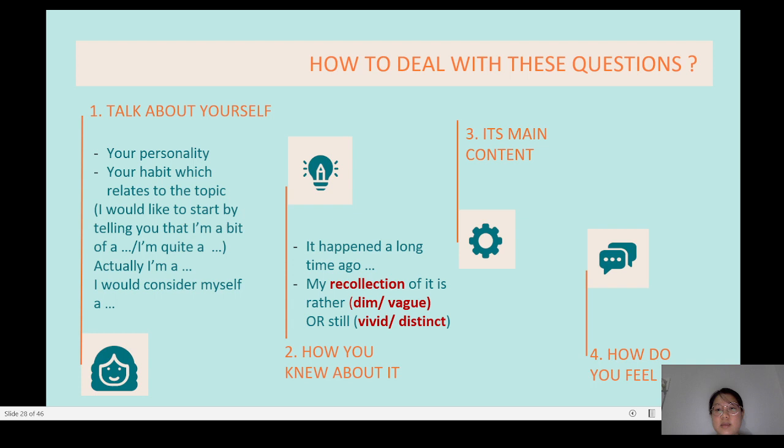And the third one is the main content. You should pay more careful attention to this section because it is the core idea of your whole speaking test. And the last one is how you feel. You just say about your feelings.